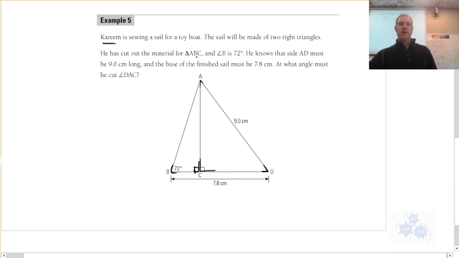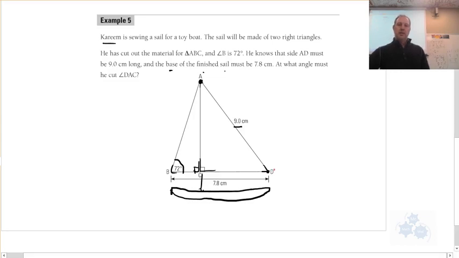He's cut out the material for ABC, and angle B is 72. There's 72. He knows that side AD, okay, so AD is the side that connects point A and point D, right? That side length is 9 centimeters. And the base of the finished sail must be probably the width of the boat there, right? So it must be 7.8. Okay? So something like this. 7.8. At what angle must he cut angle DAC? So that one is, see, this is how you do this.